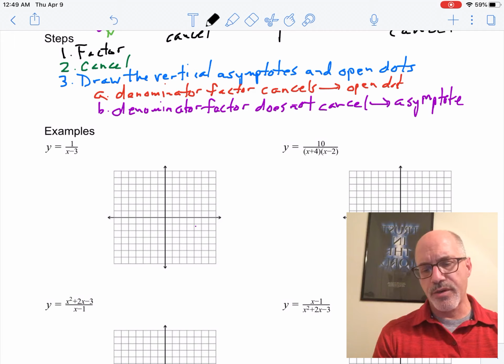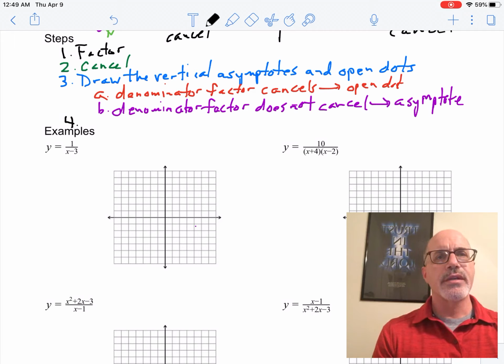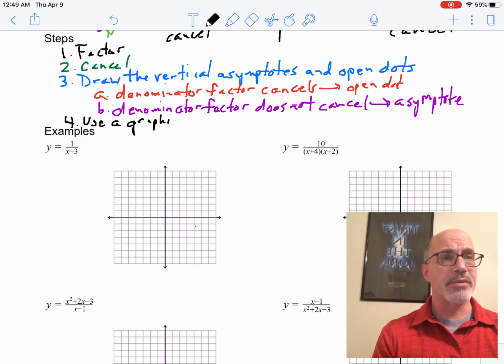In this first one, it's already factored. It's already in a form that we can use. Fourth step is once you do that, then you look to your graphing calculator. That will give you what the shapes are around those asymptotes and those open dots.